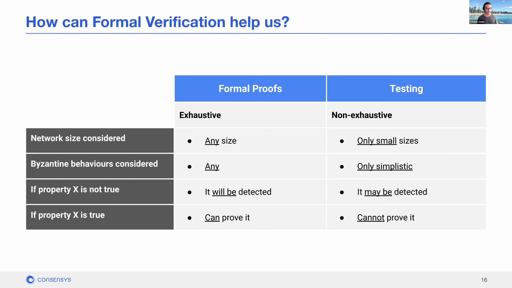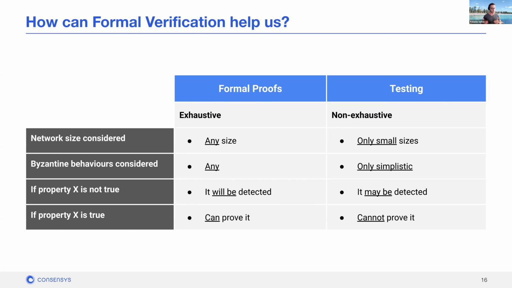Also, in terms of Byzantine behavior considered, we can consider any type of Byzantine behavior. Any type of Byzantine behavior means that we can code it. Of course, we exclude things like changing an honest node's state, but we don't have limitation in terms of specifying what type of behavior we want to specify. Whereas in testing, you can only deal with simplistic Byzantine behavior, like for example, a node stopping or sending conflicting messages, but you need to pick and choose the type of Byzantine behavior you want.